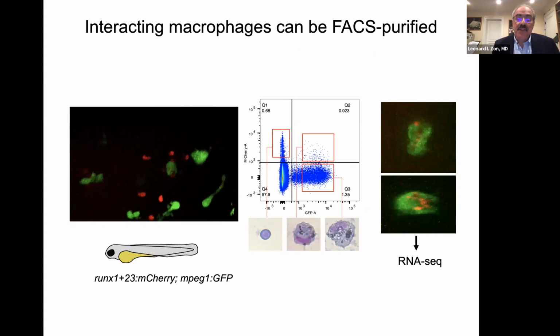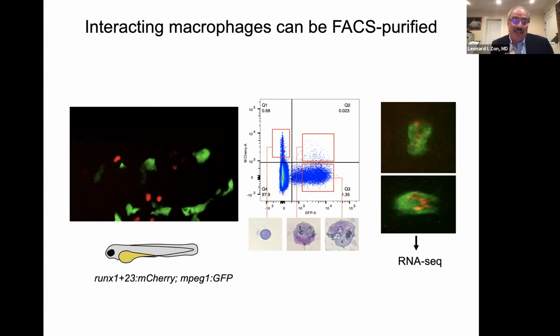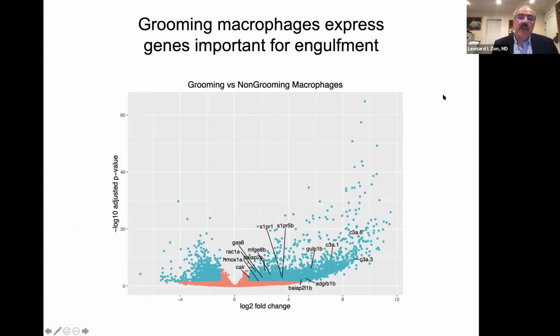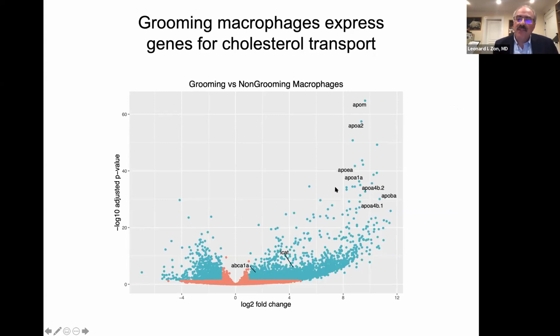Now, the macrophages that have eaten the stem cells, because they have a little bit of red stem cell in them, we can FACS purify the macrophages that have eaten the stem cells. And then we did RNA-seq. And what we saw were pathways that were very involved in engulfment. And in particular, there were a lot of lipids and apoproteins that seemed to be in those macrophages that were eating the stem cells.